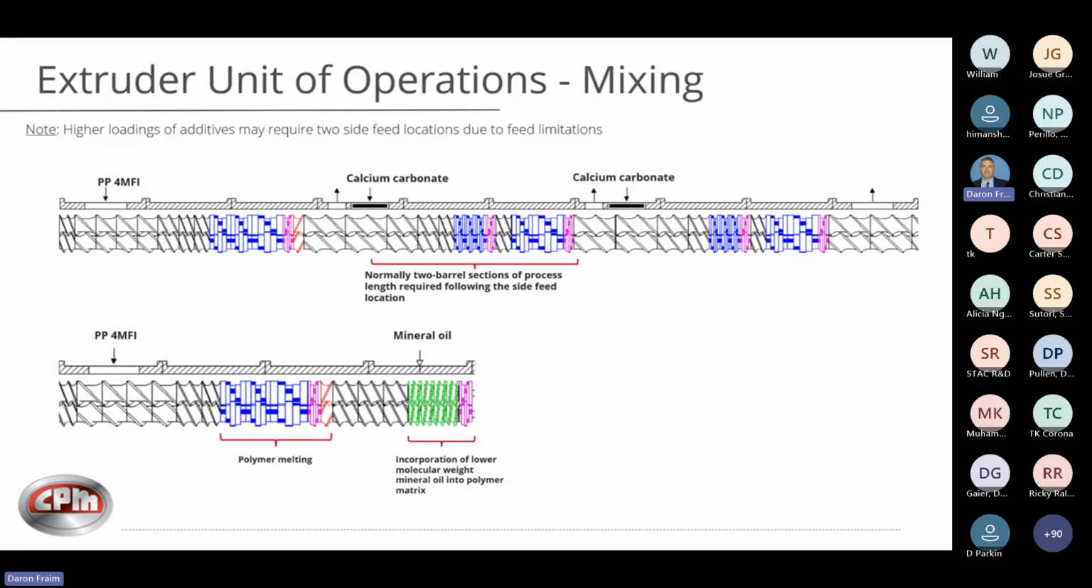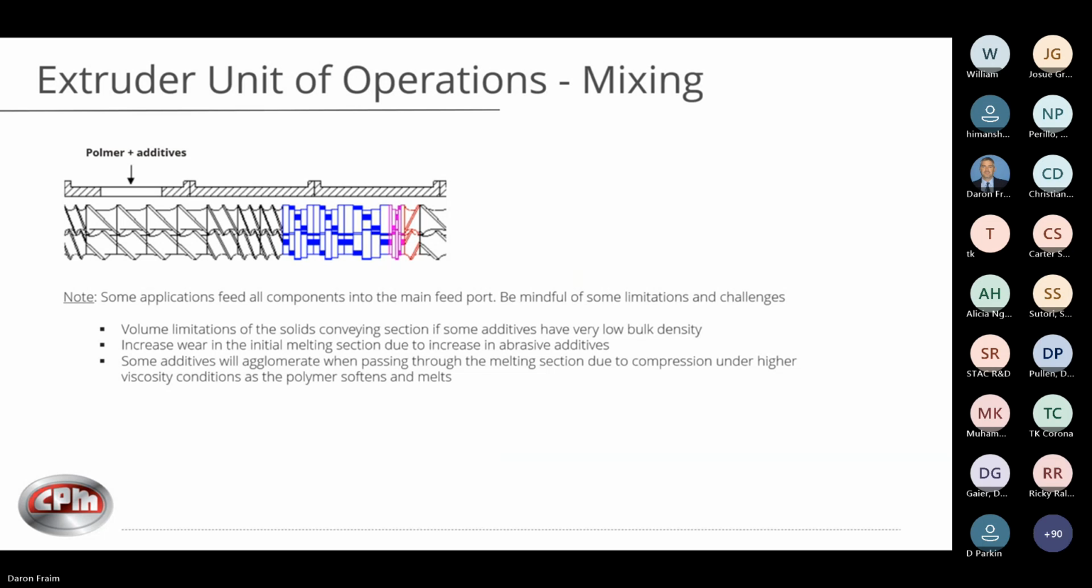And then below on the mineral oil, you can see here I'm coming in with a lower viscosity liquid. I'm injecting directly into that ZME, and I'm going to distribute the mineral oil. Now, it's not uncommon to see additives in the main feed port with polymer. These are your master batch type processors that may put everything in the feed port. It obviously can be done. It's not anything that's not recommended.